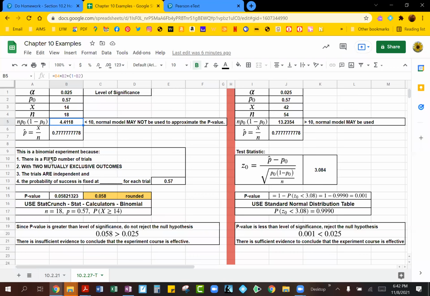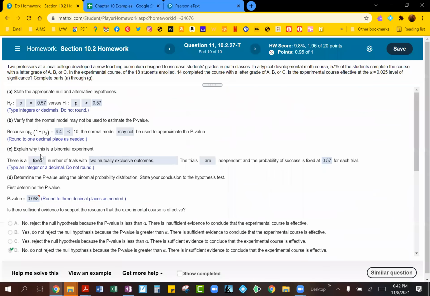As you can see, I've also included that probability of 0.57 over here in our Google Sheets. Since this is a binomial probability distribution that we will use to determine the p-value, you can use either the formula or the binomial distribution table, or I can show you how to use StatCrunch to come up with this p-value, which might be the easiest method of all three.